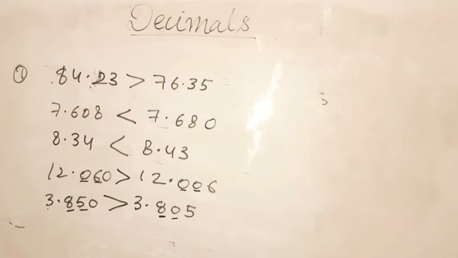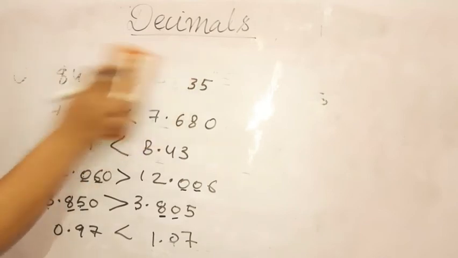Okay students. Now the last option is 0.97 and 1.07. So obviously 1.07 is greater than 0.97. I hope you have understood how I have done this question, and you have to do this question in your maths book. Okay students. Now moving on to the next question, that is question number 7.